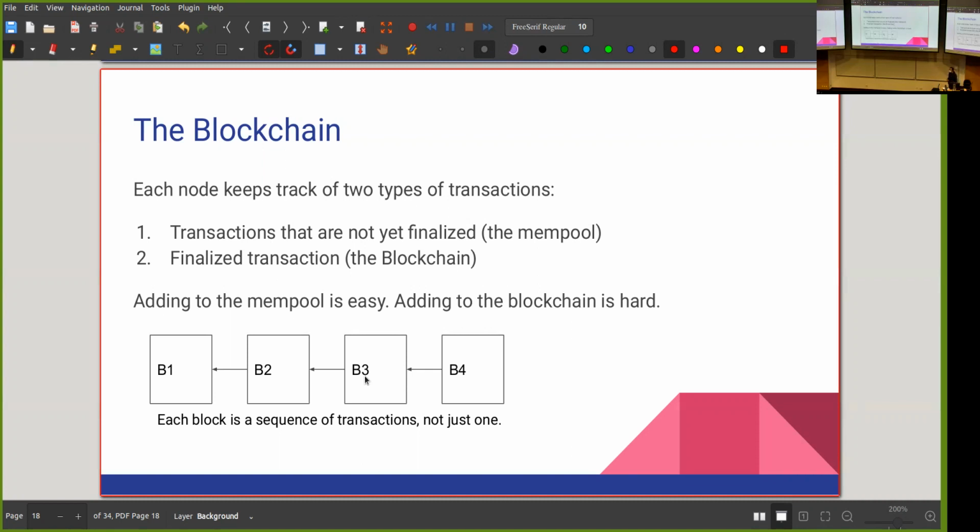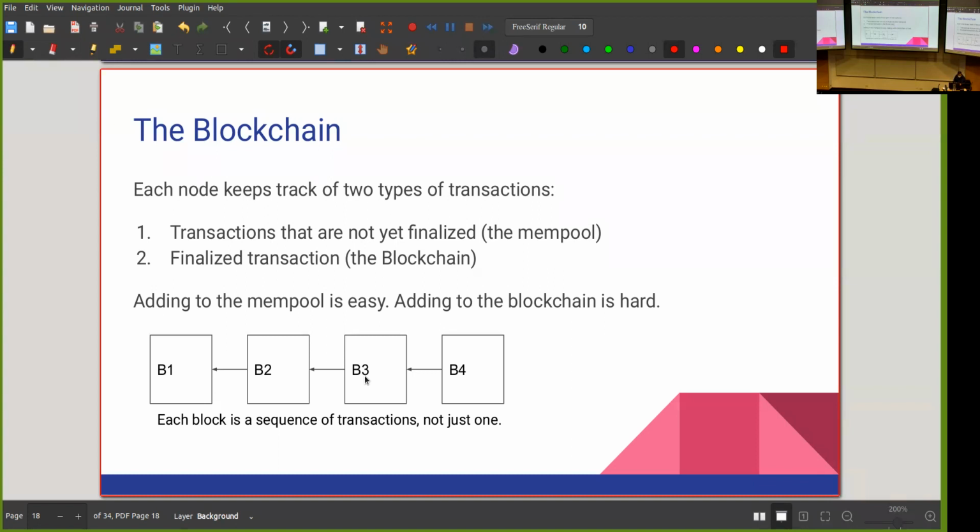Now, adding to the mempool is quite easy. Whenever someone tells me about a new transaction, I just check that the transaction passes the simple checks that we had. It has the right signatures, whatever. And then I just add it to the mempool. But adding a transaction to the blockchain is hard. And that's where we have to go into more detail.